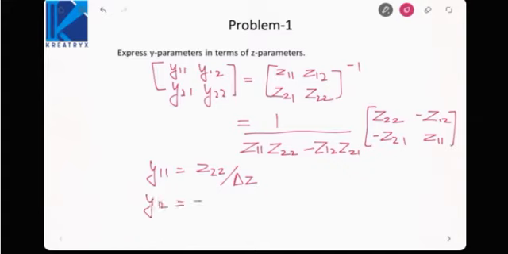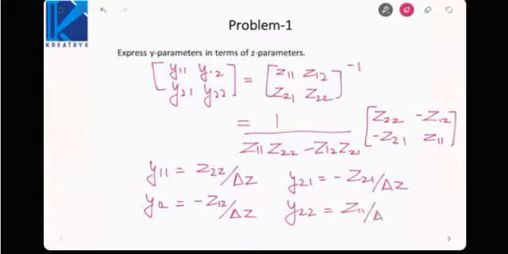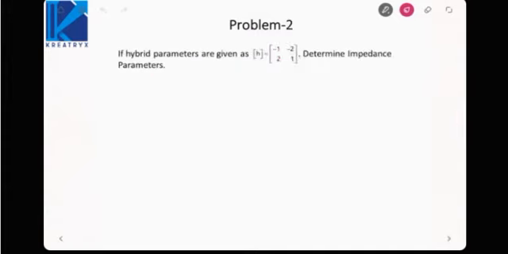Y12 will be minus Z12 by delta Z. Y21, that is minus Z21 by delta Z. Y22 is Z11 by delta Z. So that is the relation between the Y parameters and the Z parameters. In the next problem, it is giving us the hybrid parameters and asking us to find the impedance parameters.